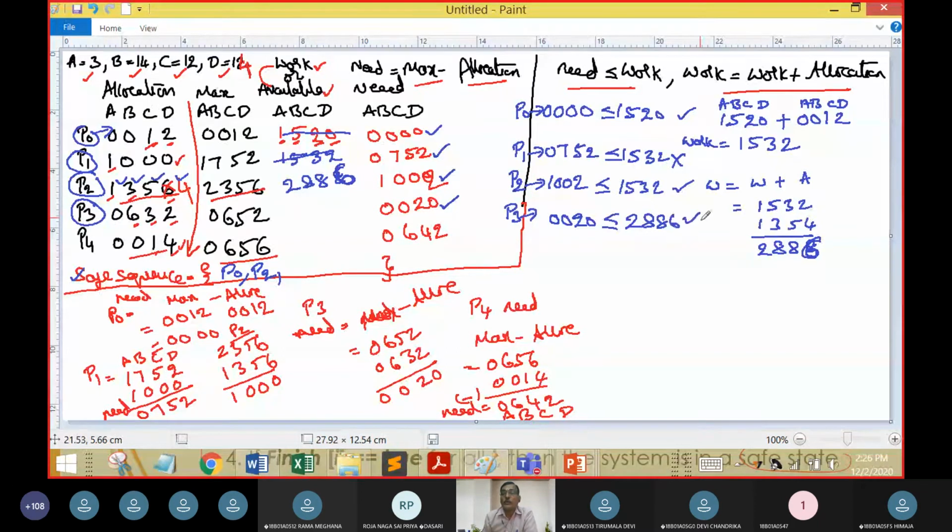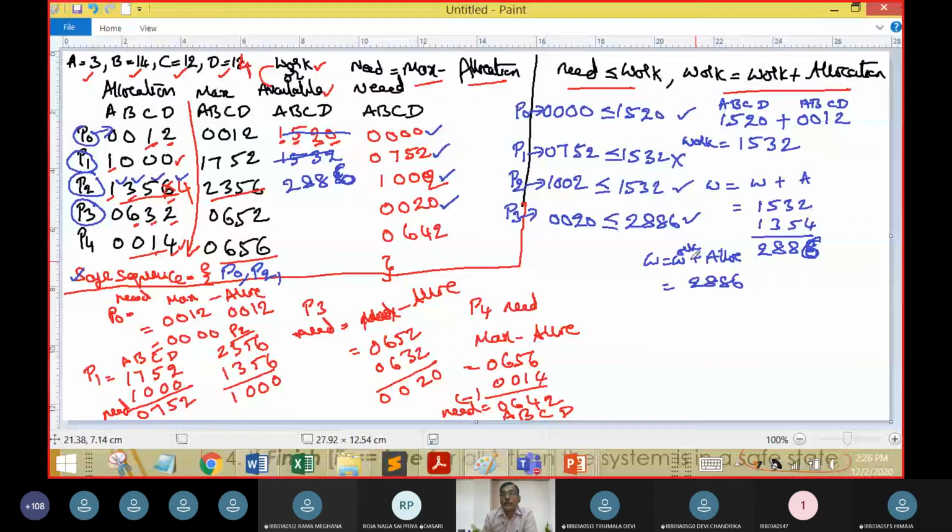Then what I have to do? Work is equal to work plus allocation. Okay, what is work now? 2886. Then what is the allocation value? So work is equal to work plus allocation. What is the allocation value of P3? The allocation value of P3 was 0632. So I can take 0, 6, 3 and 2.